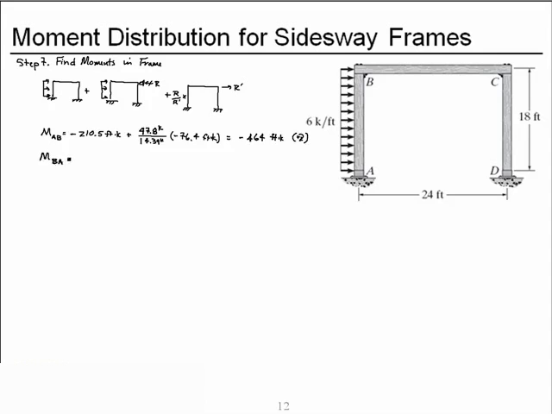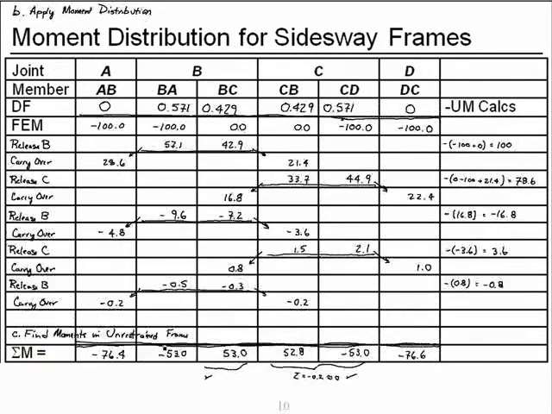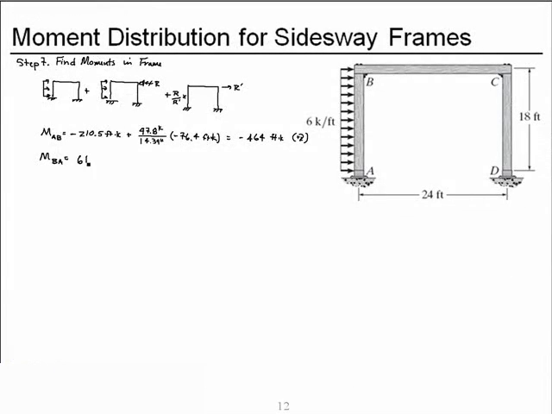Now for the same member, but at the other end, node B, our restrained frame moment is 64.9 and our unrestrained is negative 53. So we take the 64.9 foot kips plus the same ratio times the negative 53 foot kips, and together that equals a negative 111 foot kips.